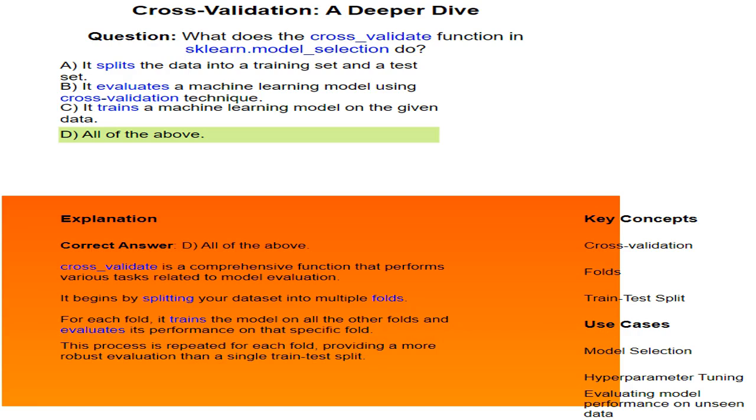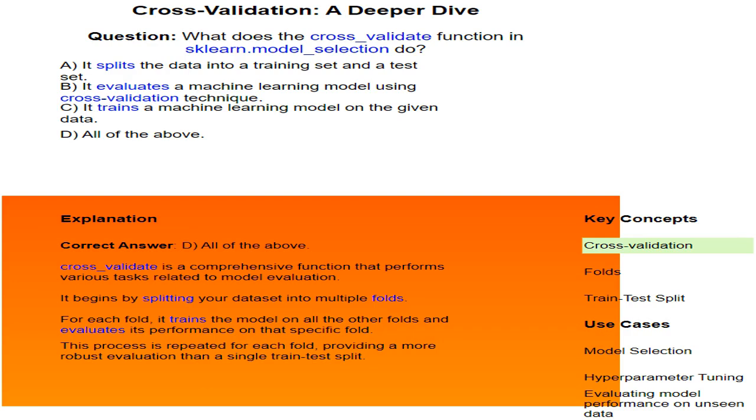This is correct. Cross-validate trains the model on different folds of the data as part of the cross-validation process. For each fold, it trains the model on all the other folds and evaluates its performance on that specific fold. All of the above. This is the correct answer. Cross-validate performs all of the above: splits the data, trains the model, and evaluates its performance using cross-validation. Cross-validate is a comprehensive function that performs various tasks related to model evaluation.